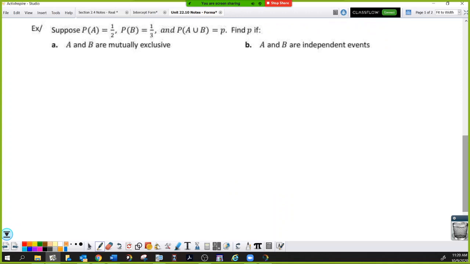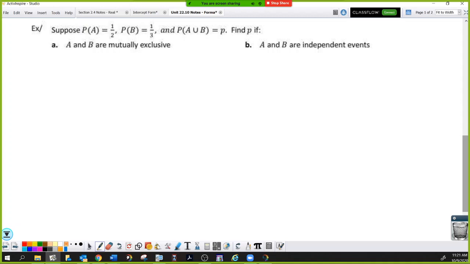Suppose the probability of event A is 1/2 and the probability of event B is 1/3. Oh, also, the probability of A or B is P. Oh, find P if. So this is two different questions that are not related at all. You do part A, you reset your brain, then you do part B.